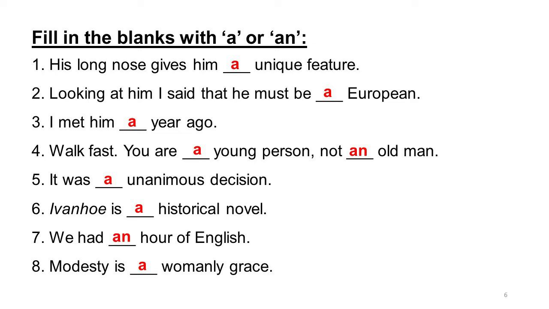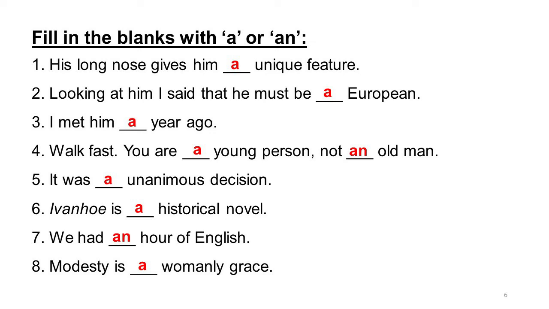The same goes with year, Y-E-A-R, which of course begins with a consonant letter and has a consonant sound too. So we naturally are going to use article a there and say I met him a year ago. And in the next sentence we have a young person but an old man, because an old man has a vowel sound in the beginning, old, and also it begins with a vowel letter. So whether it begins with a vowel letter or consonant letter is immaterial to us when we are choosing article a or an in this context.